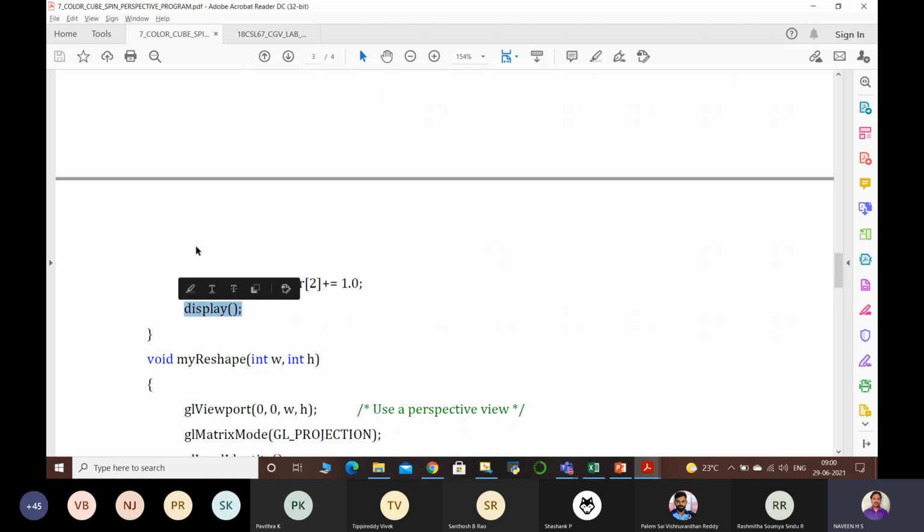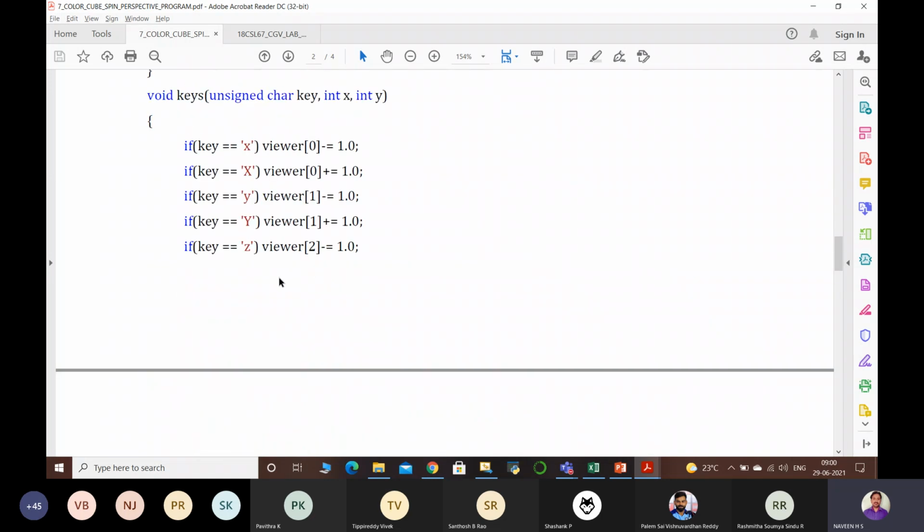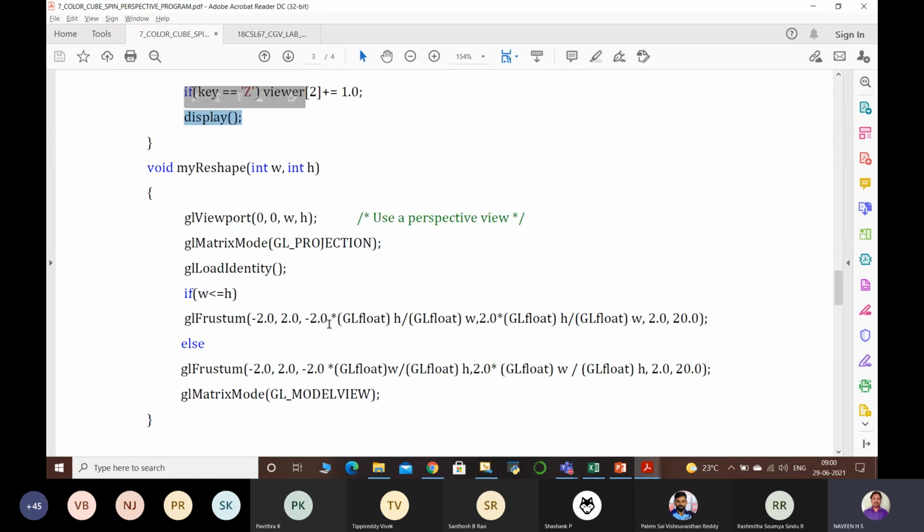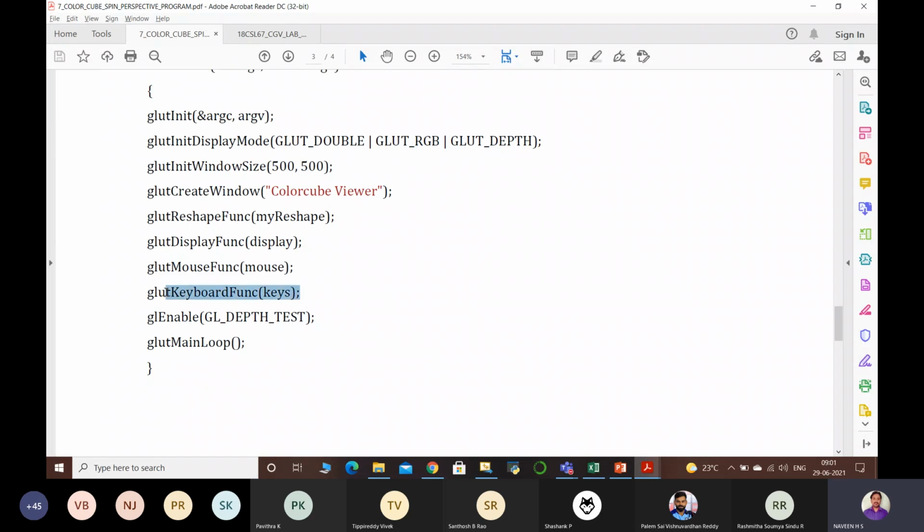Just the display function. It will display whatever changes we are making by pressing capital X or small letter x, or y, z. We are going to display that on the screen. So that is about your keyboard function.